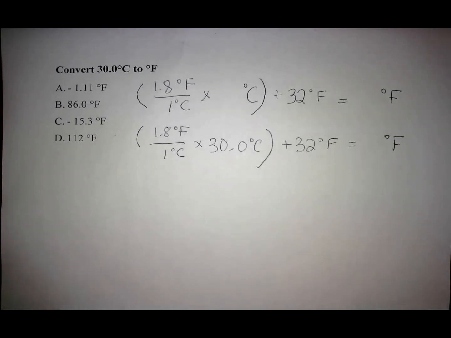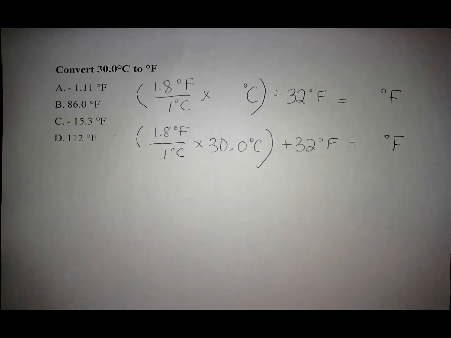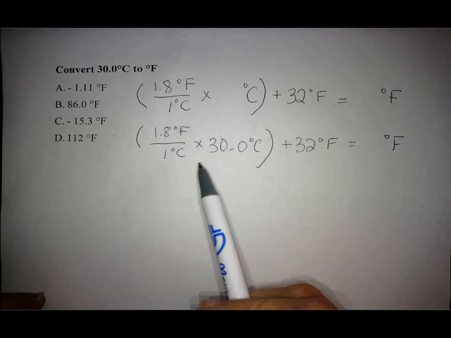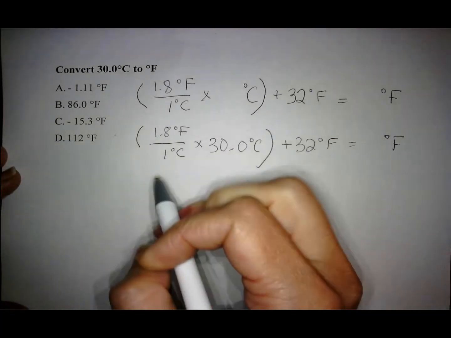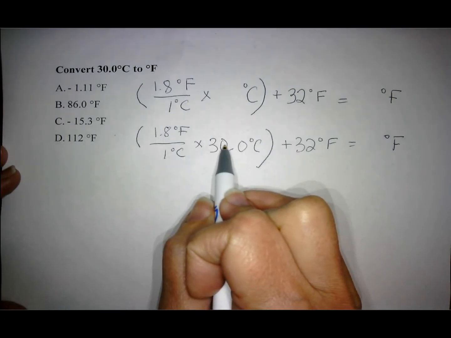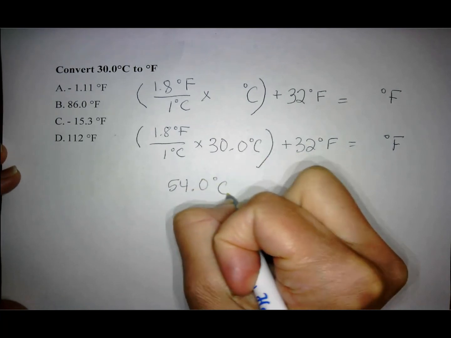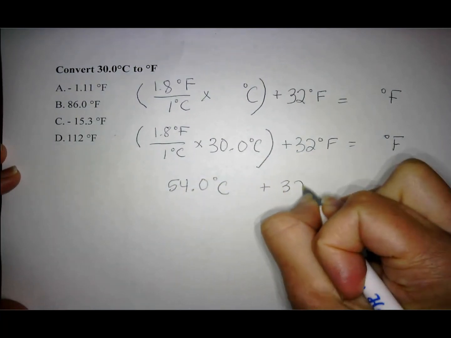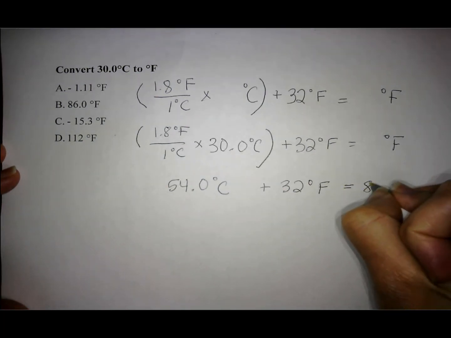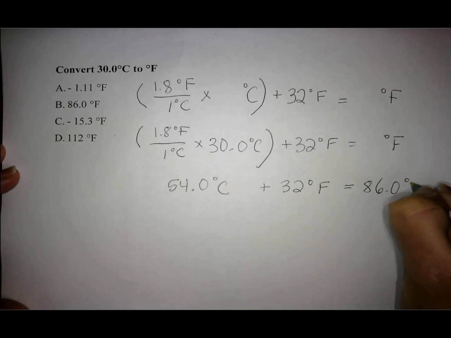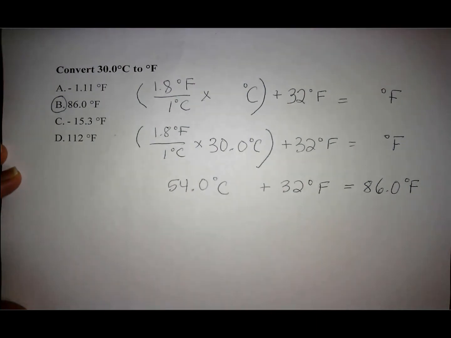Now we need to do the part in the parentheses first. So for this particular version of the equation, we're doing the multiplication step first and then the addition. So we do 1.8 times 30, and that gives us 54.0 degrees Celsius. Then we will add our 32, and we come out with 86.0 degrees Fahrenheit, which is B.